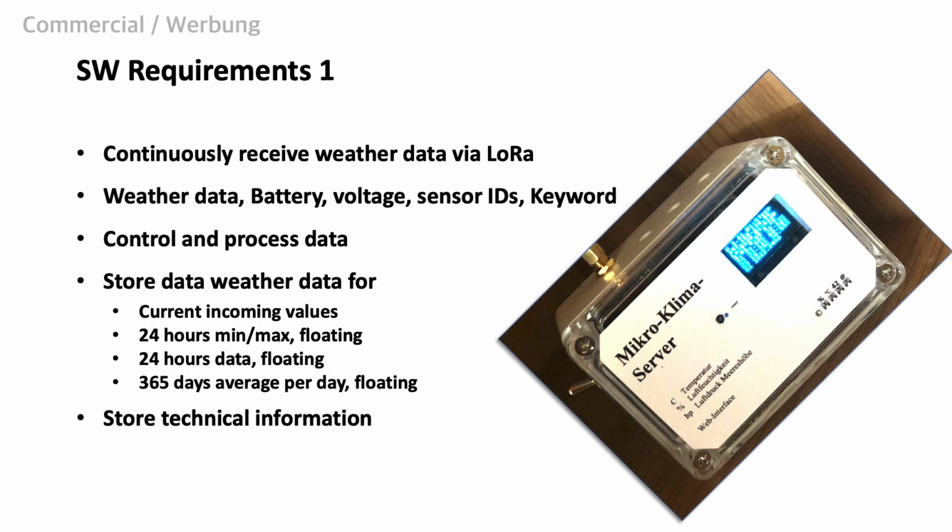The main requirements. As said before, we want to continuously receive weather data via LoRa. Our software needs to control and process the received weather data, the battery voltage, the sensor IDs and keywords. We need to store the current incoming values, the 24 hours minimum and maximum, the 24 hours data and the average per day for the whole year.